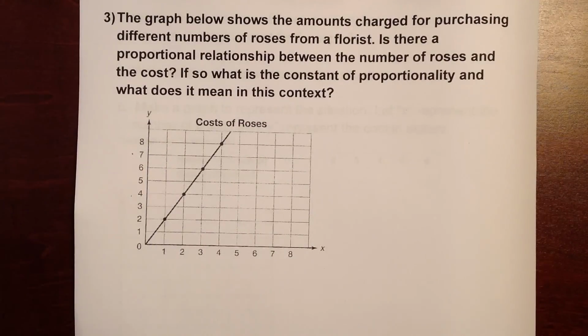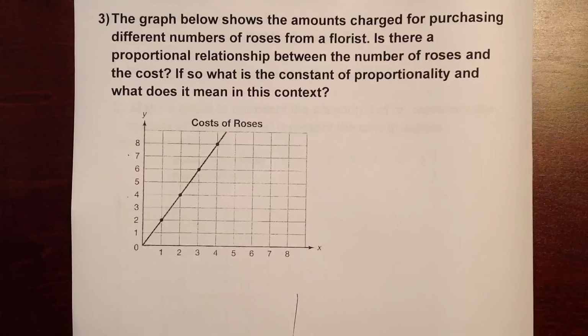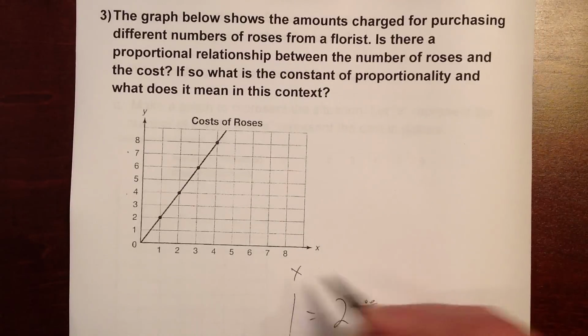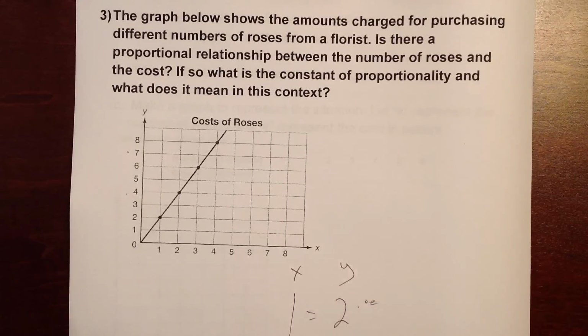Okay? Here is my example. I buy 1 rose equals $2. Input, which is X; output, which is Y. Input, output.